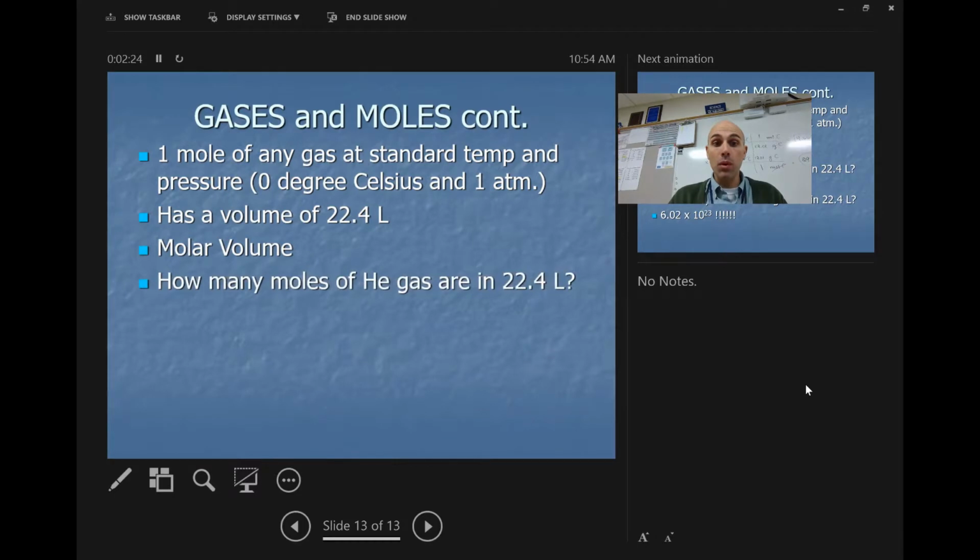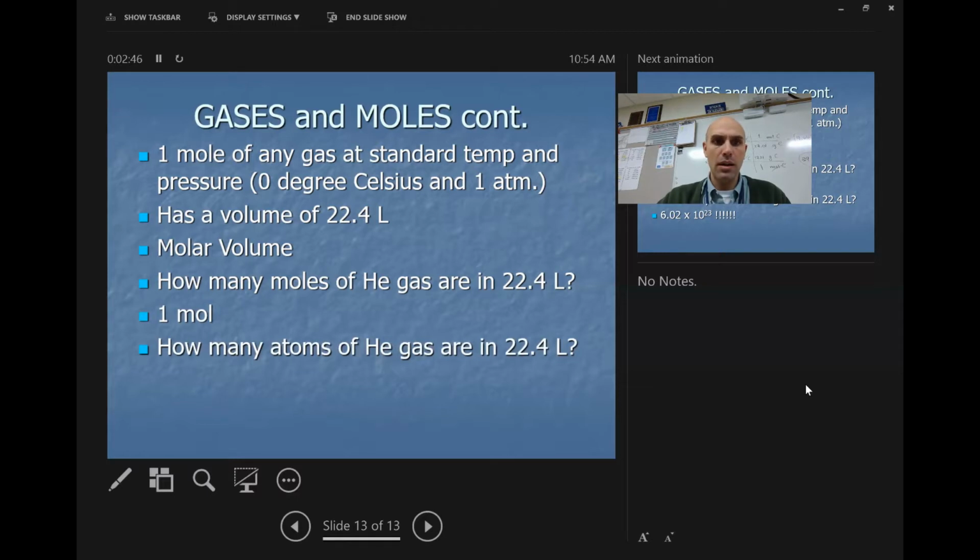So how many moles of helium are in 22.4 liters? 1 mole. How many moles of helium would be in 44.8 liters? 2 moles. This is like we're doing the same thing over again, guys. We just made yet another connection, okay? Oh, how many atoms? Sorry, I didn't even read that. How many atoms of helium are in 22.4 liters? Okay, think about this. Make the connection. How many moles are in 22.4 liters? 1 mole. 1 mole is 22.4 liters.